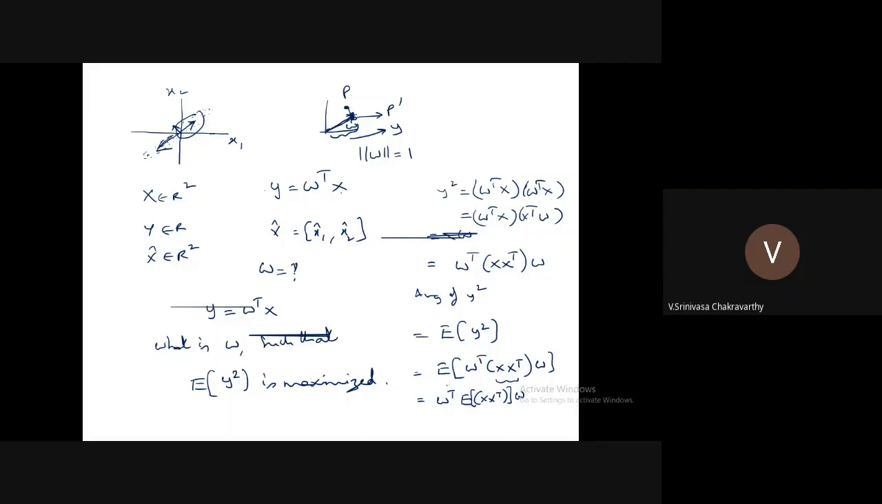So this is what we get, right? The expected value of y squared becomes W transpose times the expected value of XX transpose times W. So what is the expected value of XX transpose? It is nothing but 1 over n times the sum of XX transpose, where X is in the data set. So S is the data set. You calculate this data matrix and plug this in here.